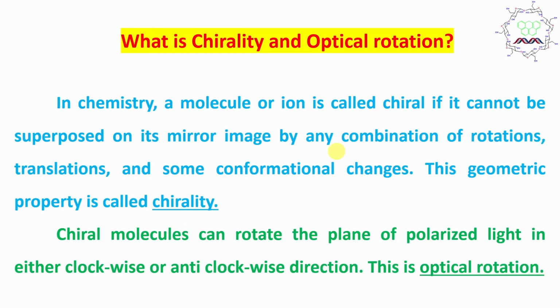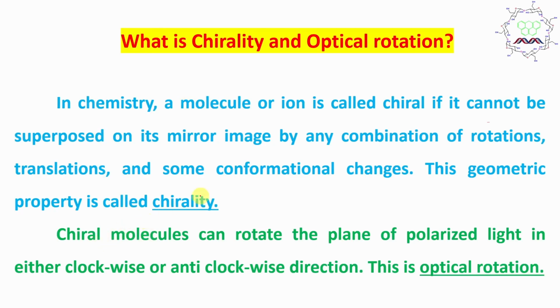So let's start. The obvious question: what is chirality and optical rotation? In chemistry, a molecule or ion will be called chiral if it cannot be superimposed on its mirror image. That non-superimposable mirror image relationship is the basis of chirality, and it could not be achieved by either rotation, translation, or some conformational changes. So you cannot mix them; actually, they are two different molecules. This geometric property is called chirality, meaning orientation of bonds in different directions. Mainly we'll say three-dimensional rotation, but that's a very crude definition.